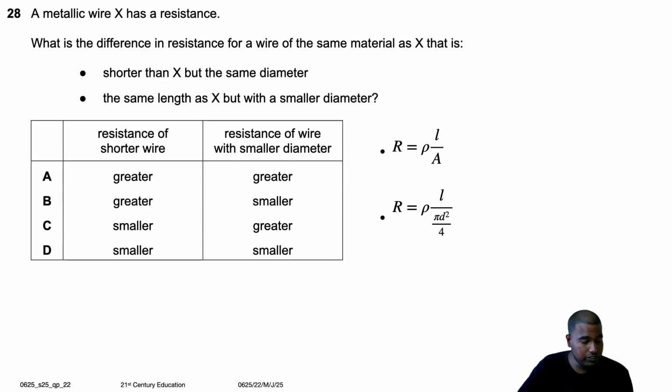So the resistance of a shorter wire with the same diameter should be smaller. The resistance of a wire with smaller diameter should be higher. So the resistance of a shorter wire is smaller, and the resistance of a smaller diameter wire is greater. So option C.